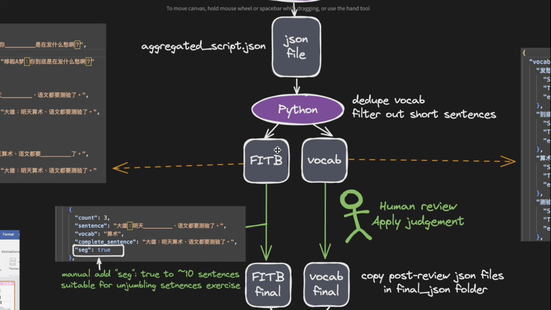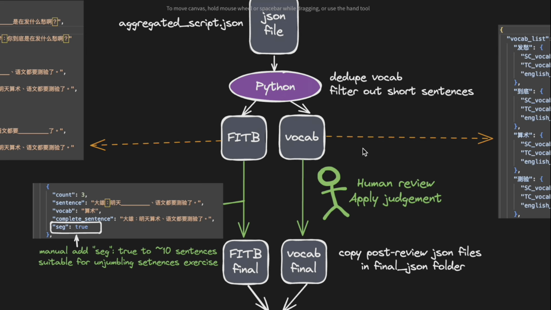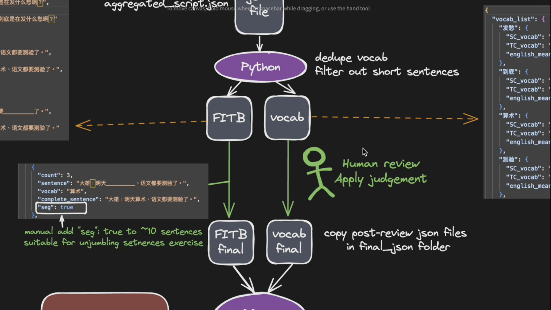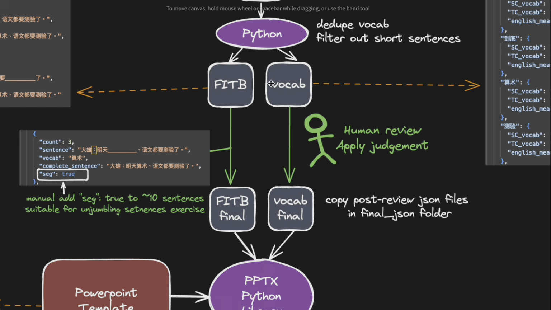For this kind of exercise, we have so many sentences in here. We don't want to use every single sentence for this exercise. So we will do some filtering of the sentences that are too short and not that meaningful to create a subset. And also we will deduplicate the vocabulary just to make sure we don't have anything that's not necessary there. Then at this stage, we will have 2 more JSON files.